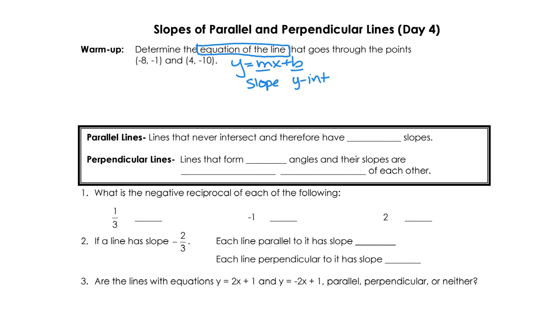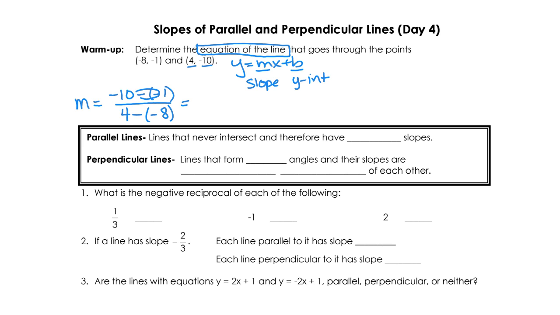Good news, we have a formula for slope. Y's to the sky, so don't forget that our y's go on top. It doesn't matter what order. So I'm going to put the -10 first, minus my other y coordinate of -1. On the bottom, I have to choose the same order. So because I started with -10, I have to start with 4 minus my other x coordinate of -8.